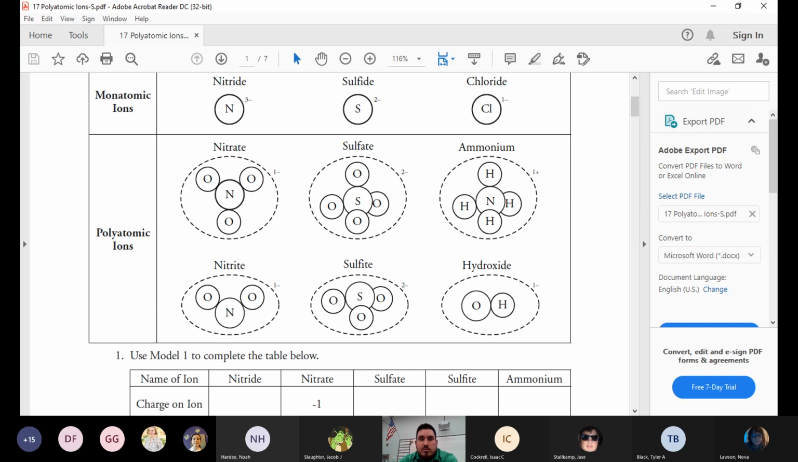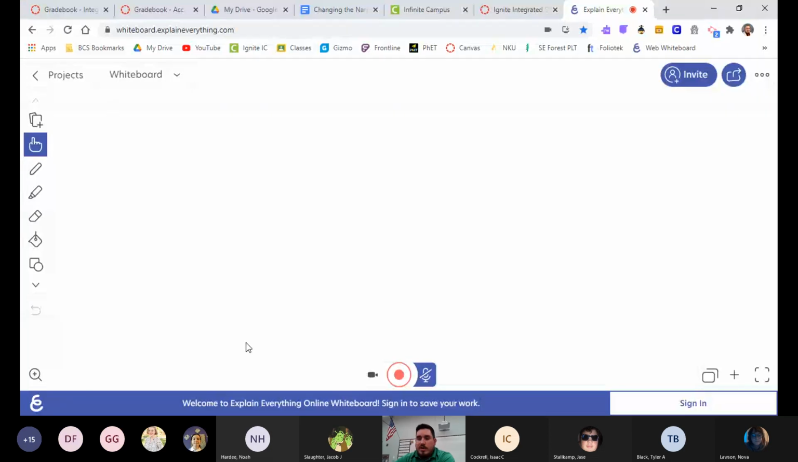Let's see here. Let me share the whiteboard again here. Okay, so if I have nitrogen and 4 hydrogens, come on now. Oh, they're not plugged in? Sorry, 1 second. Little drawing thing not plugged in.